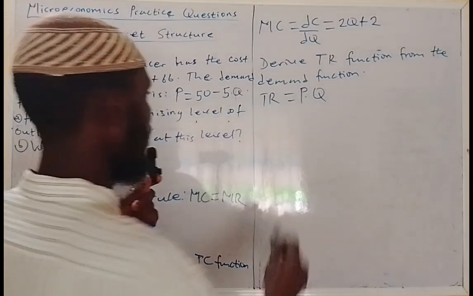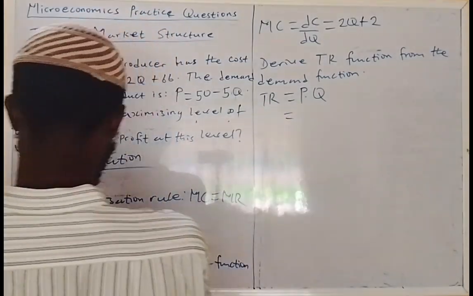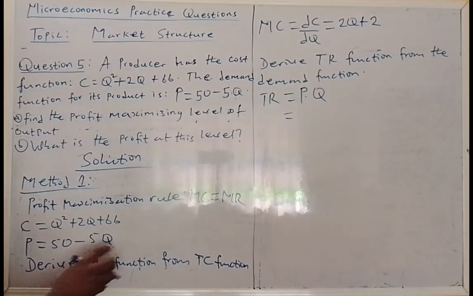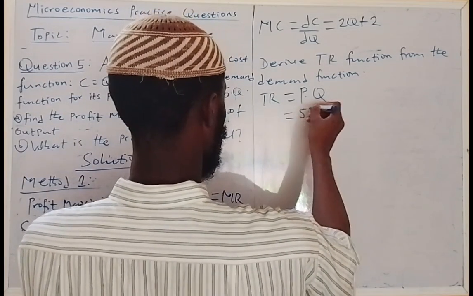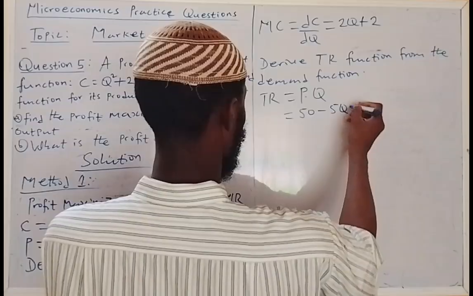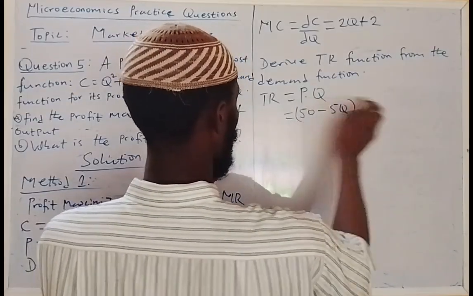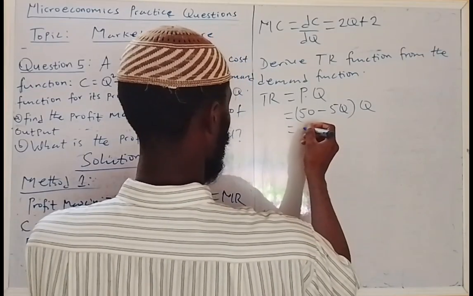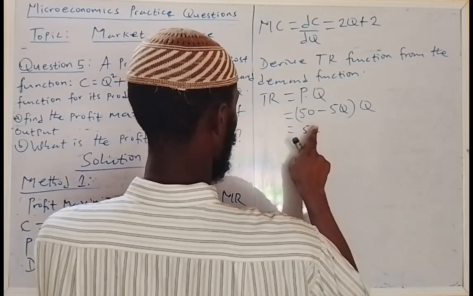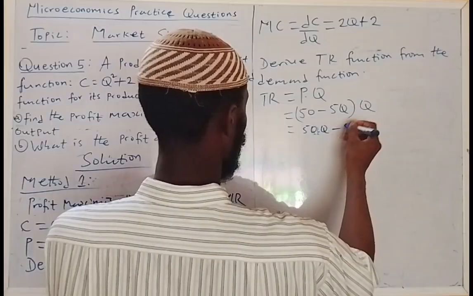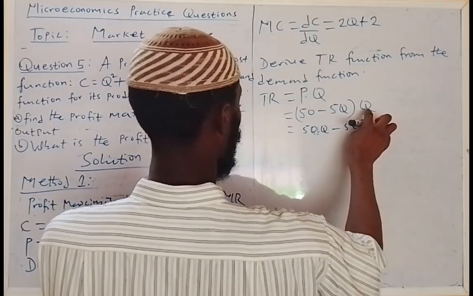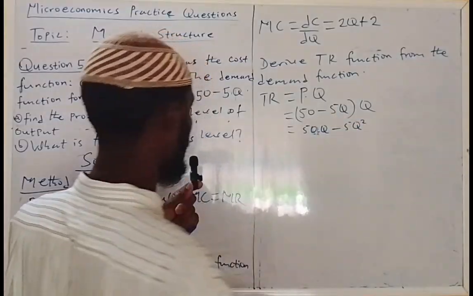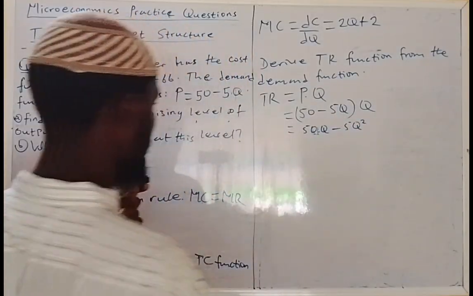So in other words, the P here represents this inverse demand function, which is 50 minus 5Q. We have 50 minus 5Q, which represents our P, then multiply by Q outside. When we open the bracket, we are going to have 50Q minus 5Q squared. That is Q times 50, we have 50Q, and Q times 5Q, we have 5Q squared. Now we have our total revenue.